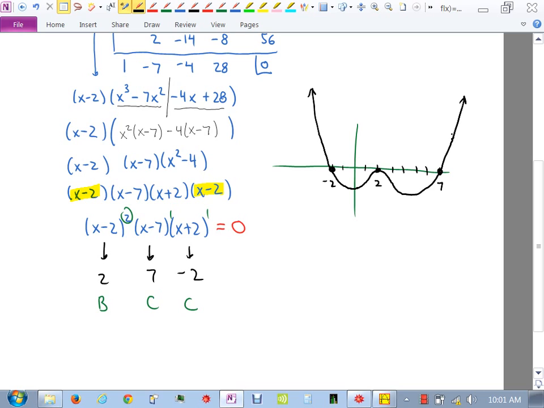Anything else on this? Any questions, concerns? Should we write out a formal process, or are you happy with this?